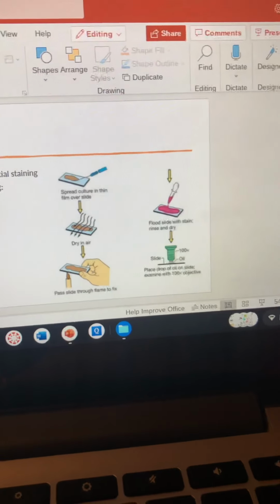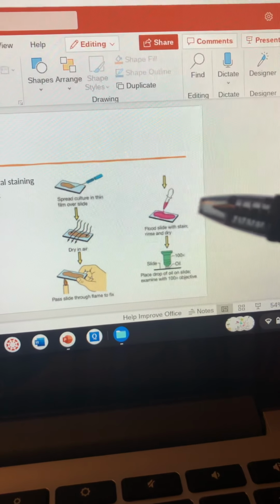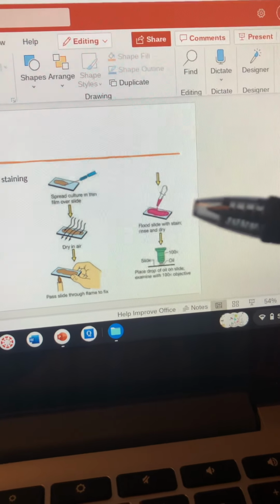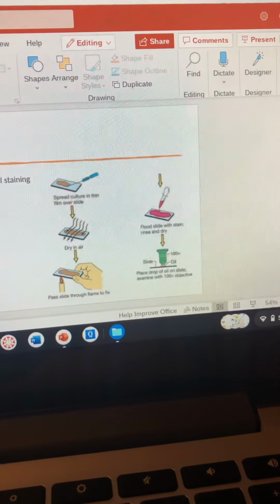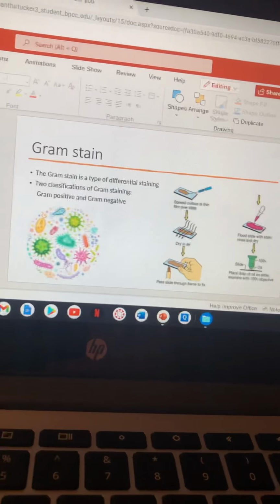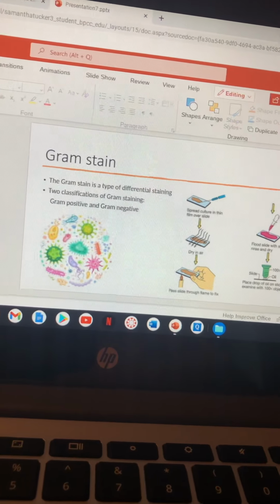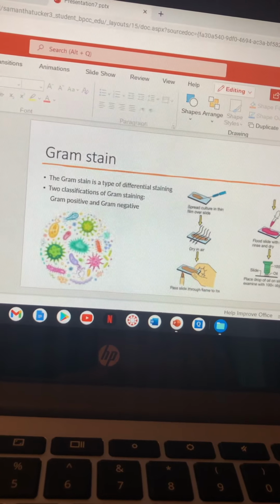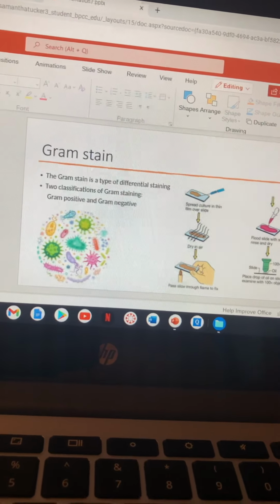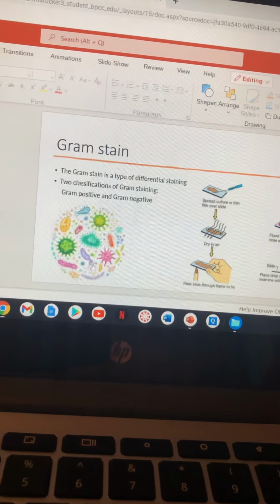And this fourth picture over here is adding the stain onto the specimen. This fifth picture is looking at it through the microscope. The Gram stain is a type of differential staining. Differential staining is a process that uses more than one stain. It helps you differentiate between classes of cells.